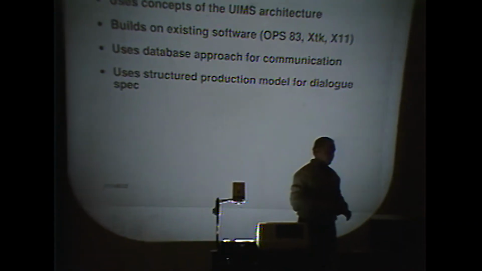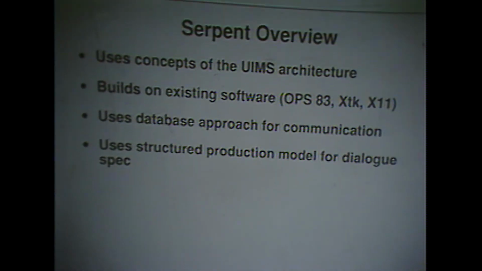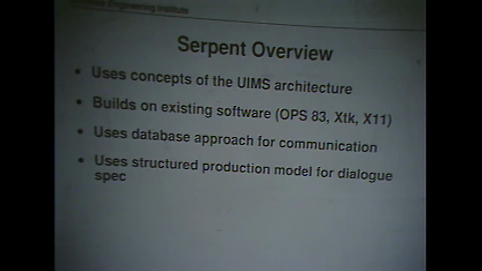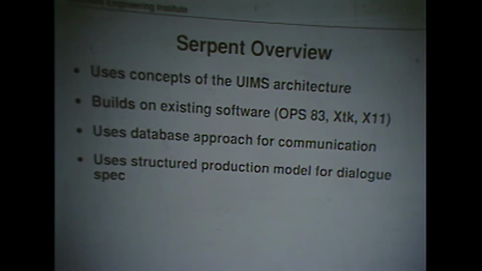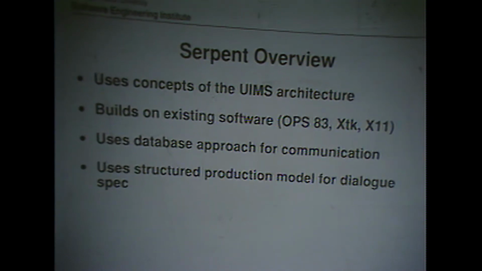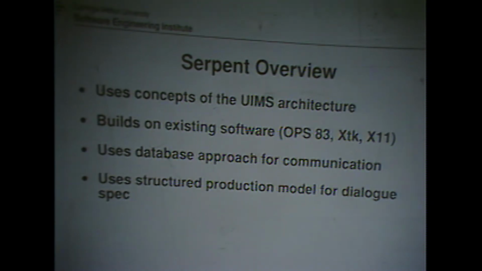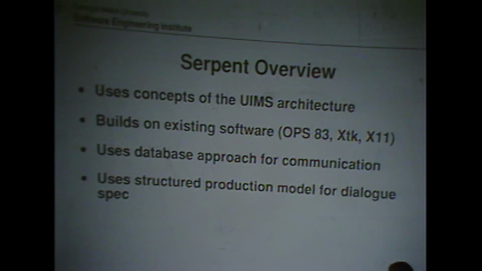We decided to build our prototyping system on top of a user interface management system architecture. It uses the same old standard UIMS architecture that's been preached at various user interface conferences for the last year or so. And we're also going to build on lots of existing software. We decided that we didn't want to reinvent a lot of wheels, and so we picked up X11 and the X Toolkit and also Ops83 as the engine for our dialog manager.